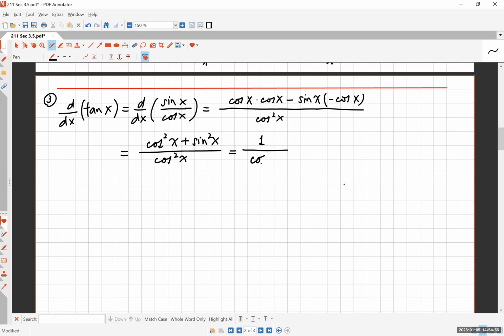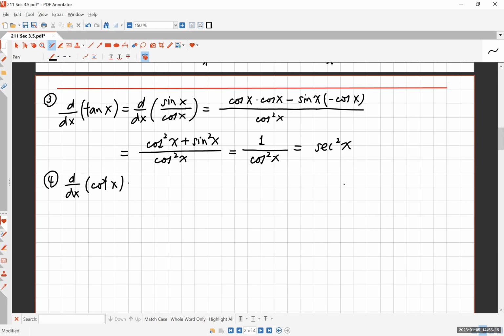And then you have cosine square in the denominator. So what is that? It's secant square, okay? So the derivative of the tangent function happened to be secant square. Cool. Still trying to stay within the family of trig functions.